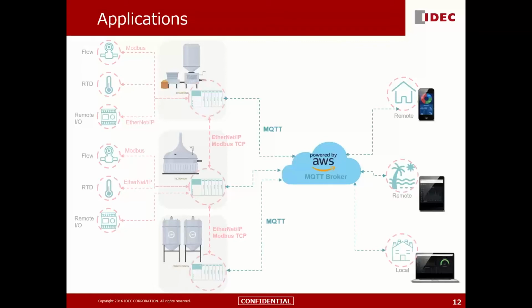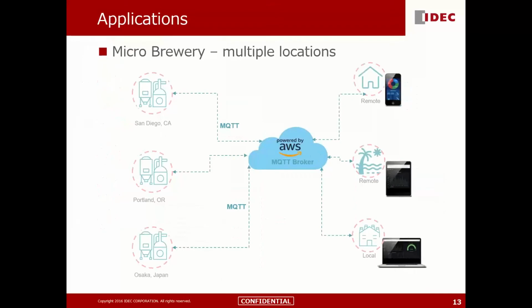You could be at home using your phone and checking all the status. You could be on vacation. You could be actually at the local plant and be able to have access to all the information available to you. So that's the reason why MQTT is called the IIoT protocol.